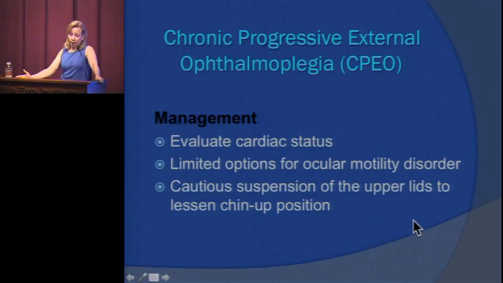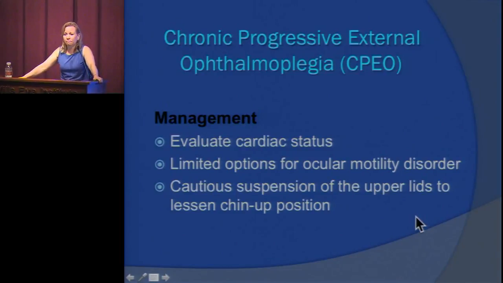Remember, again, board question is if you're suspecting CPEO, you want to evaluate the cardiac status, because that heart block can cause sudden death. There's limited options for the ocular motility disorder, because again, all the muscles become wiped out. And you want to do cautious suspension of the upper lids to lessen the chin-up position, but more frequently, you want to watch for that corneal exposure that you're going to cause.